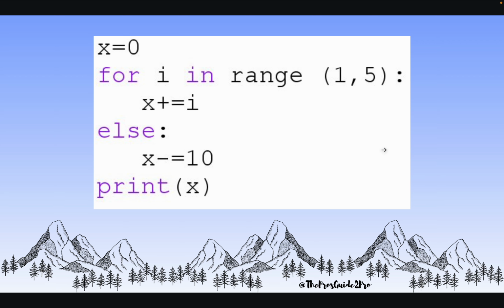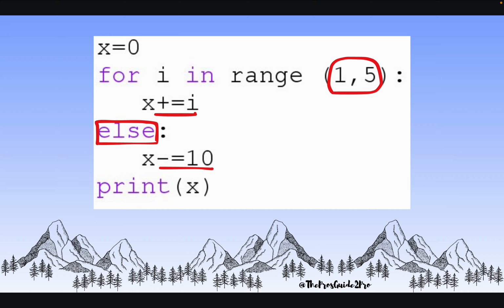So x equals 0, for I in range 1, 5, which means we start at 1 and we hit the number before 5, which is 4. And then we would add I to x. And then in our else statement, we would do x minus equals 10, which is just subtracting 10 from our x.